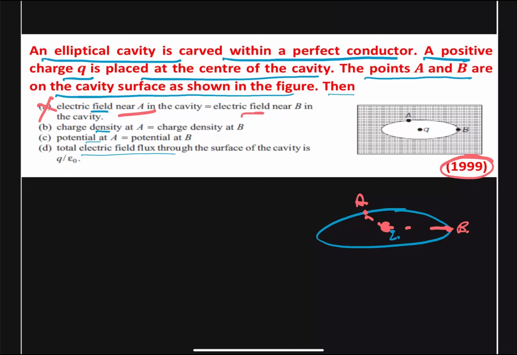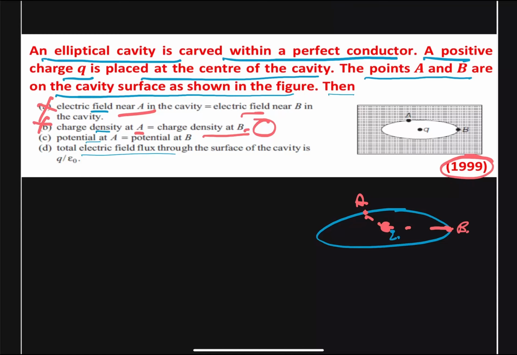And we come to option B, and it states that the charge density at A is equal to the charge density at B. So obviously, because of once again the asymmetric nature of this elliptical cavity, this charge density cannot be the same. Once again, if it would have been a circular cavity, this option would have been the correct one.